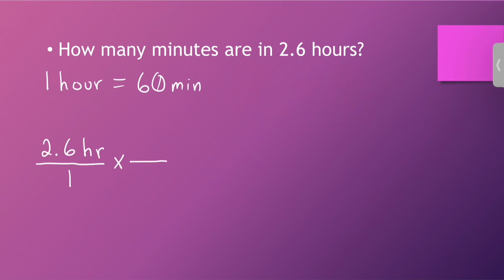Another way to remember this is that it's always going to be whatever units that you want on the top. In this case, we want minutes. And the units that you already have or that you start with, in this case, hours, are going to go on the bottom, which means our ratio is 60 minutes to 1 hour, which gives us an answer of 156 minutes.